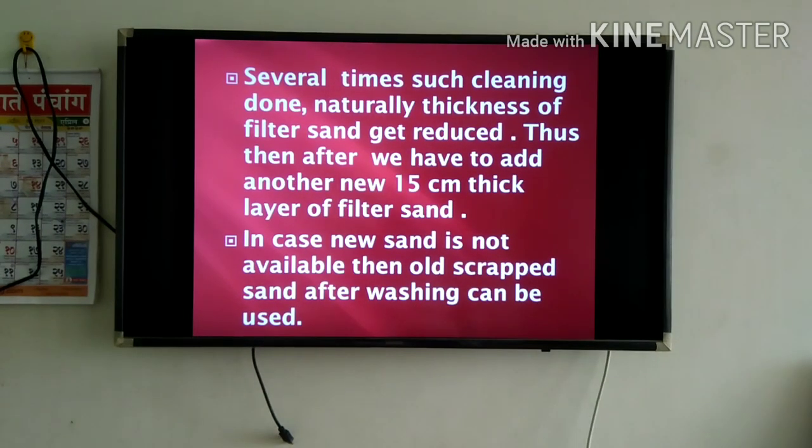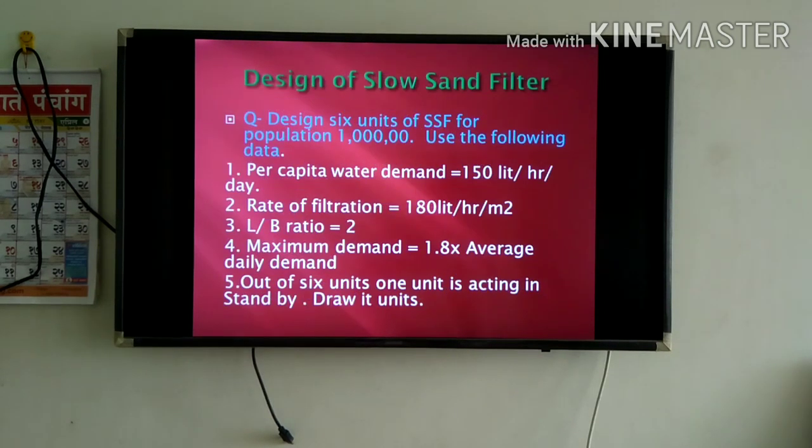Several times such cleaning is done. Naturally, the thickness of the filter sand gets reduced. Thus, thereafter we have to add another new 15 centimeter thick layer of filter sand. In case new sand is not available, then the old scraped sand after washing can be used.